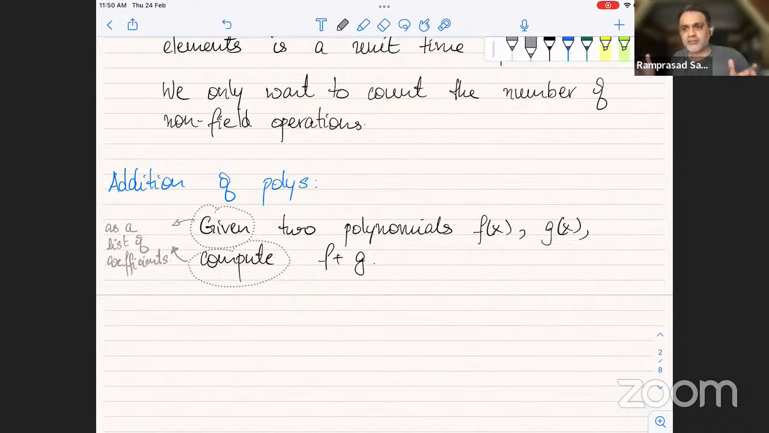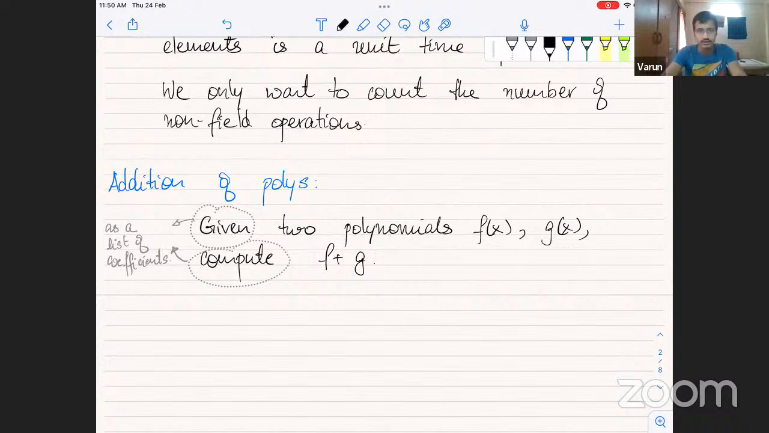Maybe at a later point, we might be interested in polynomials given as circuits or whatever, if you want to get fancy. But we'll get there when we get there. At the moment, we are just given a list of coefficients, and we want to do computations on the list of coefficients.